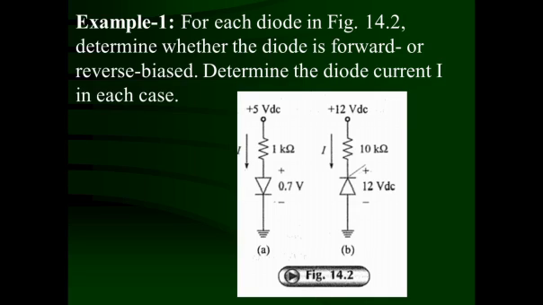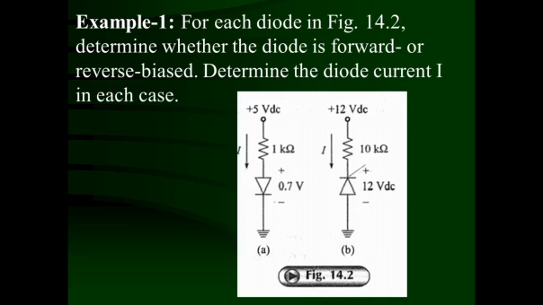Now, we will see some examples. We will understand the working of this diode. Example number 1. For each diode in figure 14.2, determine whether the diode is forward biased or reverse biased. Determine the diode current I in each case. See the first figure. Here, the positive terminal of the battery is connected through the 1K resistance to the anode, and the negative terminal of the battery is connected to the cathode. So it is connected in forward bias.